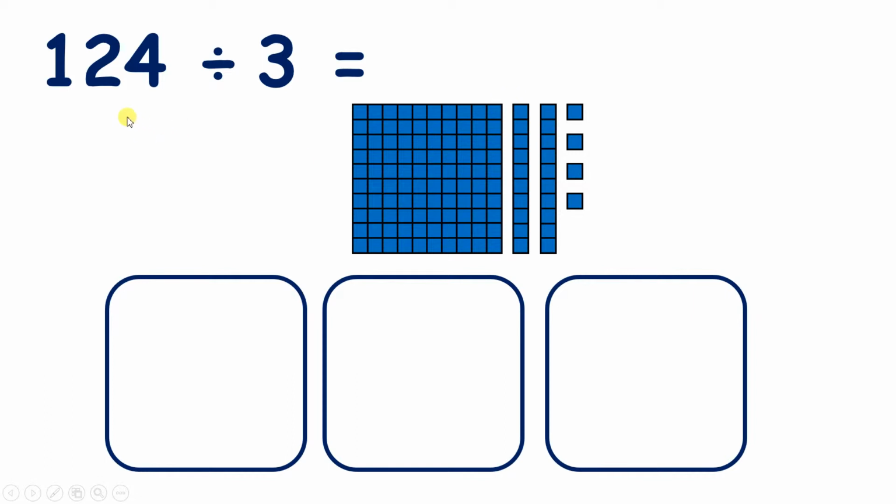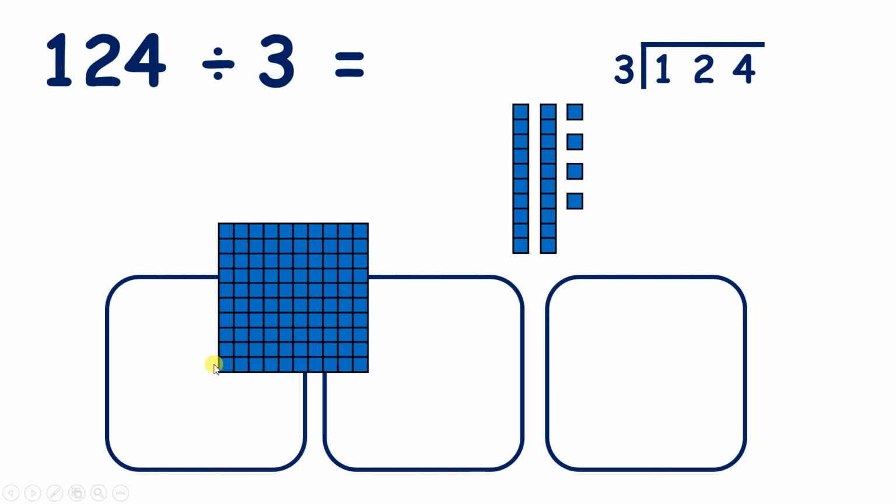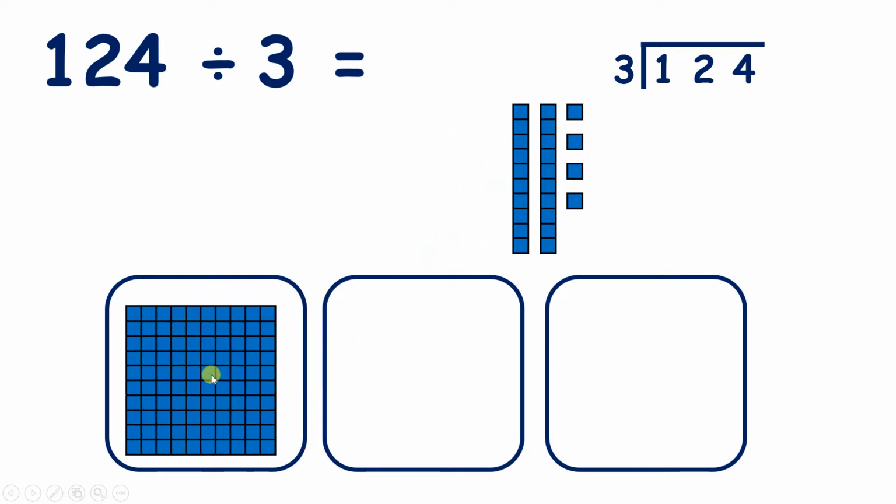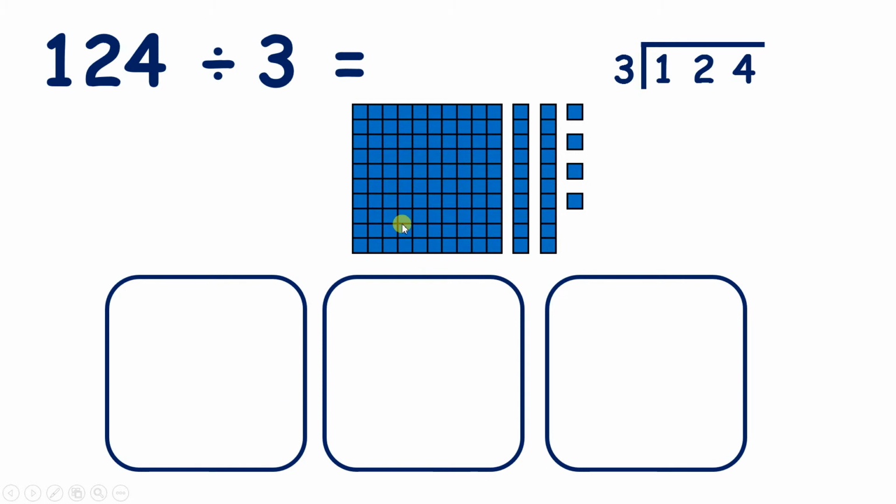Now we have 124 divided by 3, and we can answer this question using short division. So with short division, we always start with our highest place value digit. So we start with our 100. But we can't share our 100 because with division we need to share equally. So we have 0 hundreds in each group because 1 divided by 3 is 0 remainder 1.